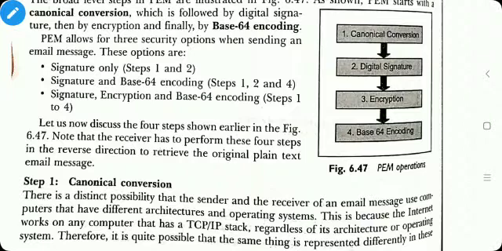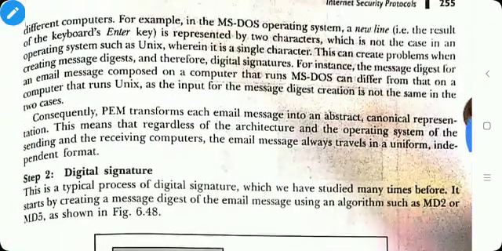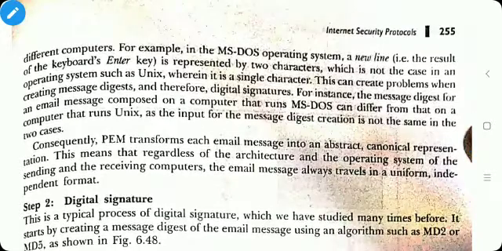So for that purpose, PEM transforms each email message into an abstract canonical representation. It means that regardless of the architecture and operating system of the sending and receiving computers, the email messages always travel in a uniform, independent format. So this canonical conversion transforms the message into the uniform format.